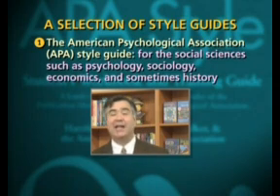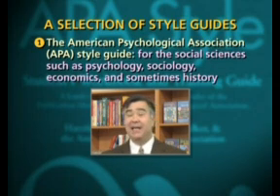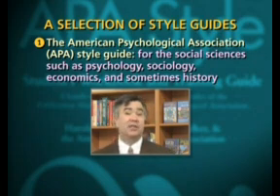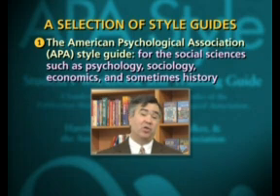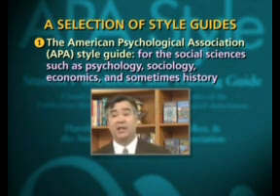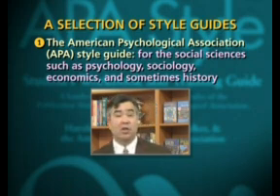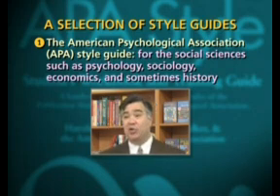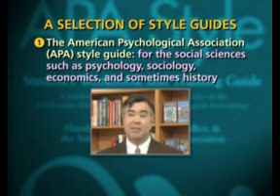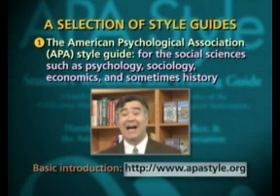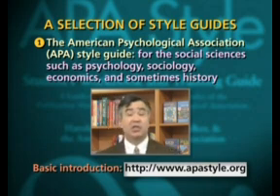First, the American Psychological Association, or APA, style guide is used in the social sciences, not just psychology, but also sociology, economics, sometimes in history. The APA style guide is available in book form in most large bookstores and also in most libraries. A basic introduction to APA style that discusses some of the most important rules is available online at http://www.apastyle.org.